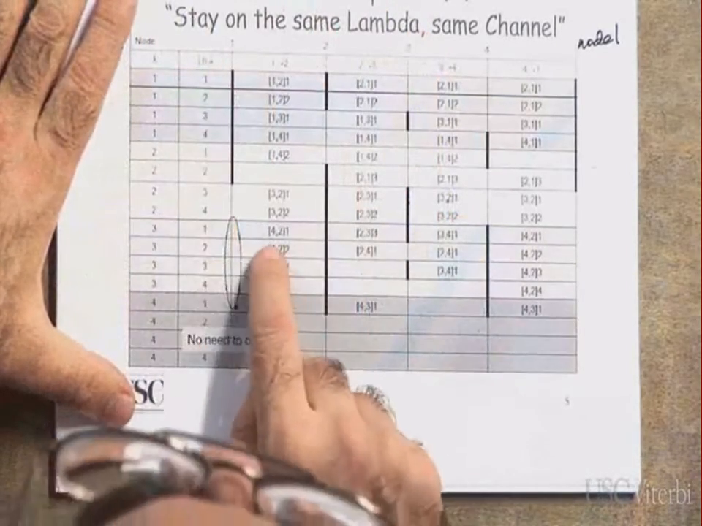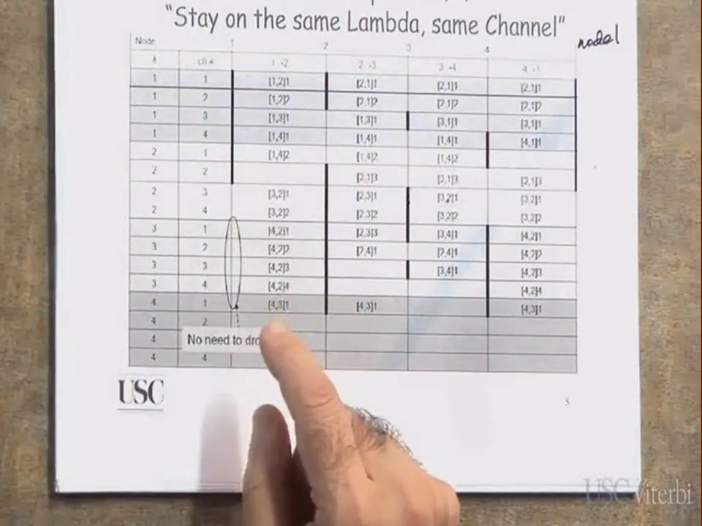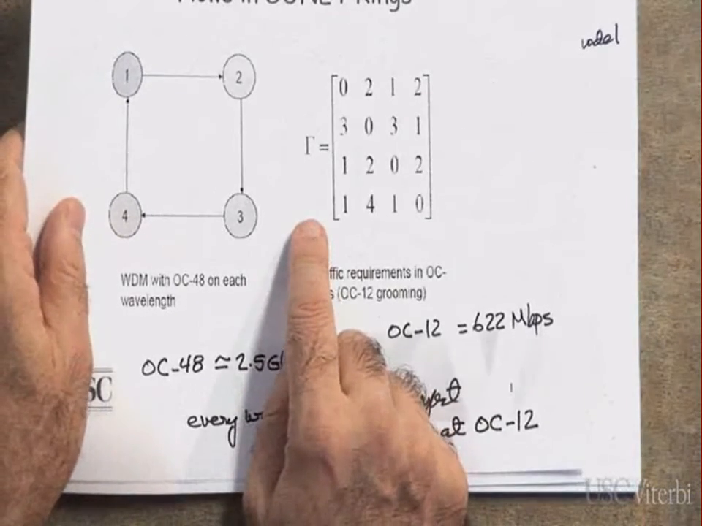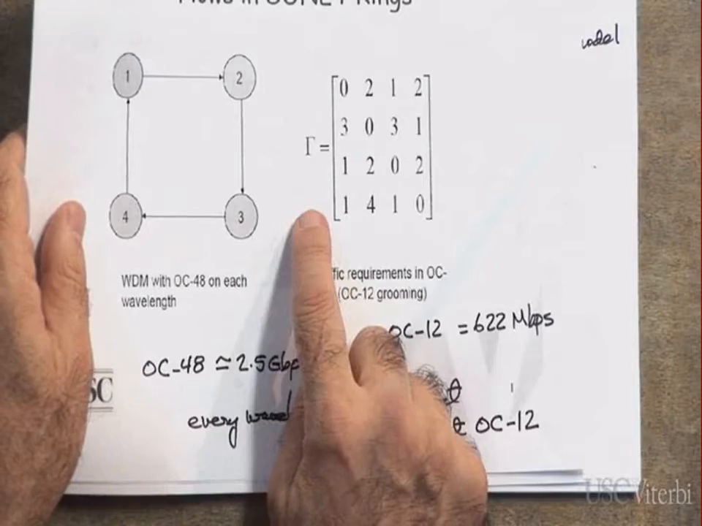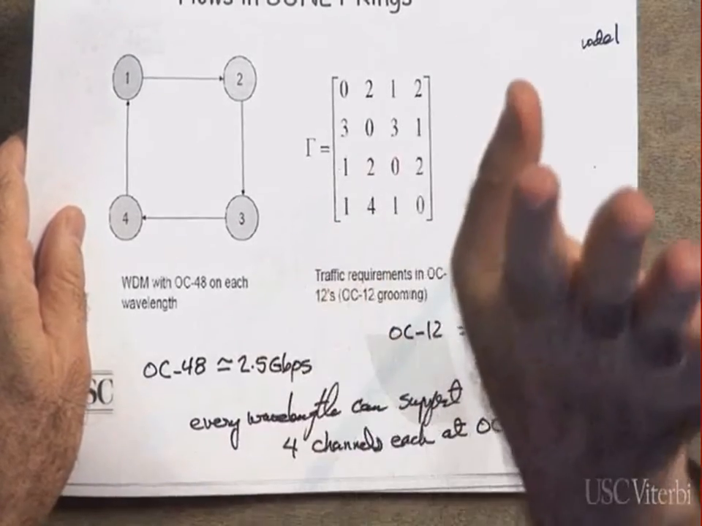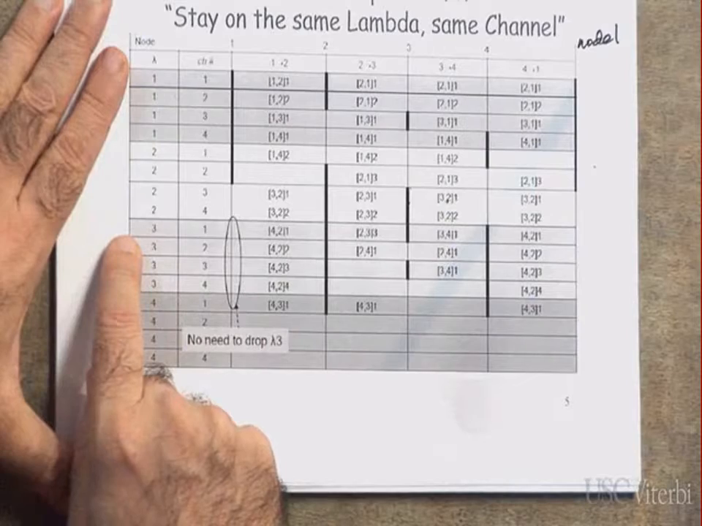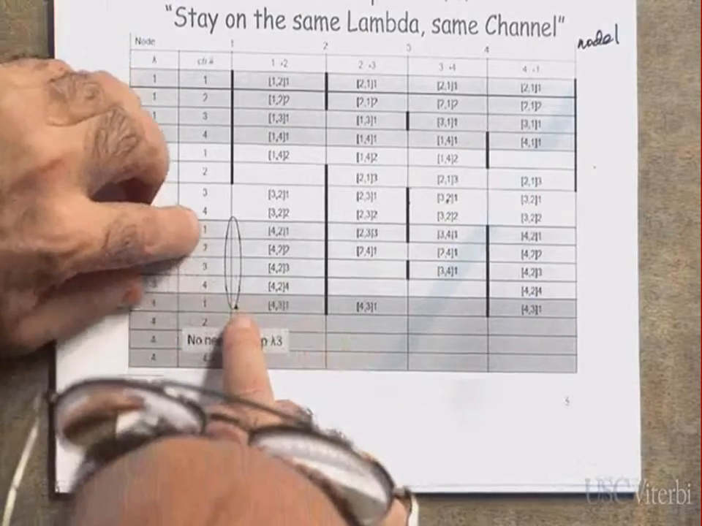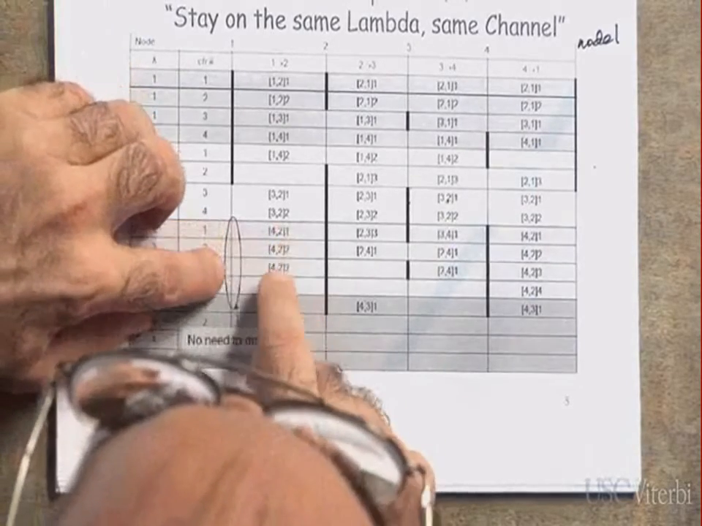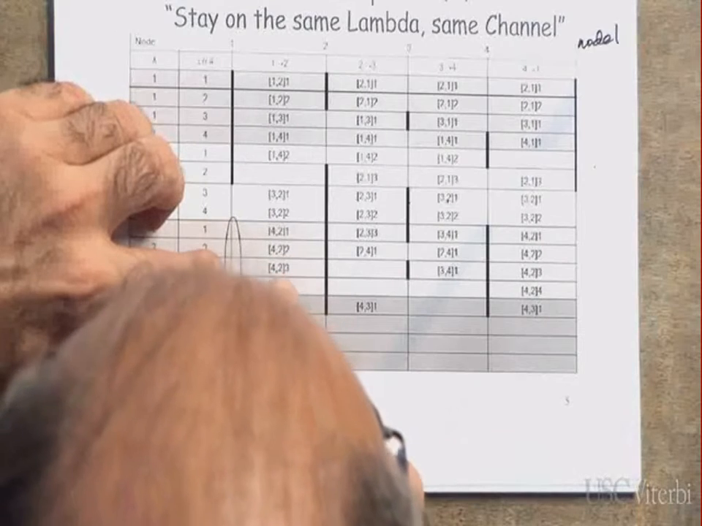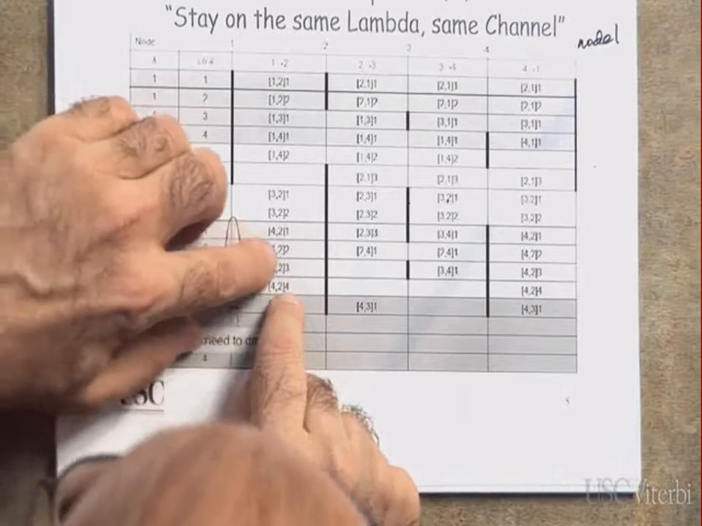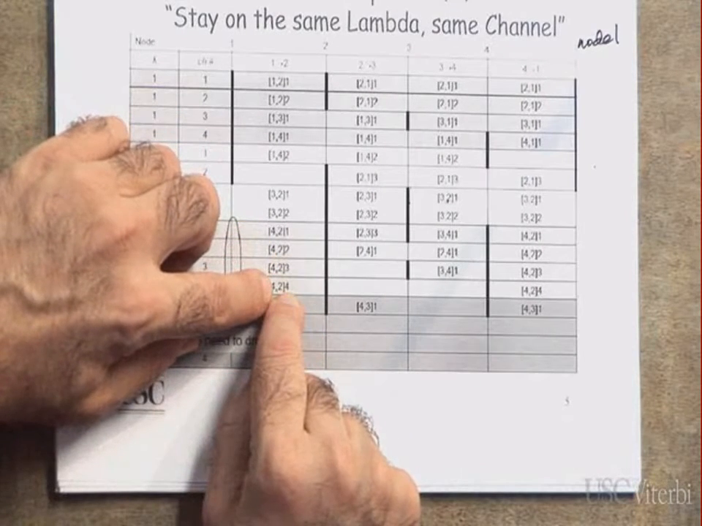Let's see if you can help me here. Why don't we need this? What are these? 4 to 2. How many 4 to 2? 4 to 2 is what? Is 4. We have 4 channels. Which wavelength am I using? Lambda 3. What do I use? A 4 to 2, 4 to 2, 4 to 2, 4 to 2. These are the 4 channels. Did you get this or not?